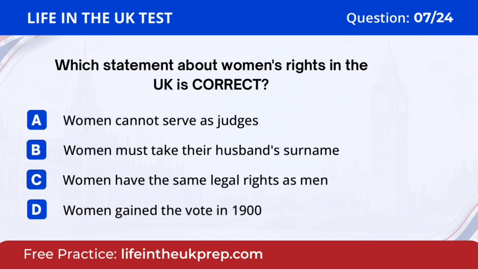Question 7. Which statement about women's rights in the UK is correct? A. Women cannot serve as judges. B. Women must take their husband's surname. C. Women have the same legal rights as men. D. Women gained the vote in 1900. The answer is C. Women have the same legal rights as men.